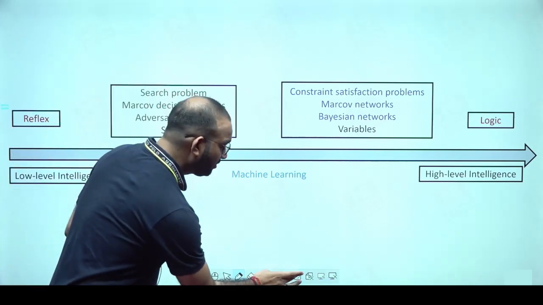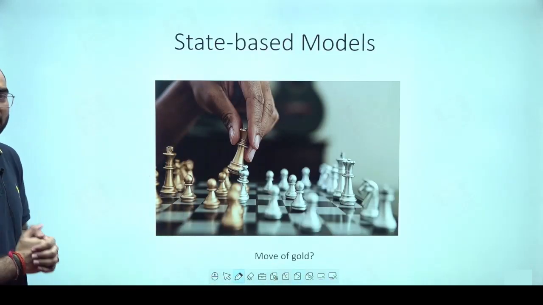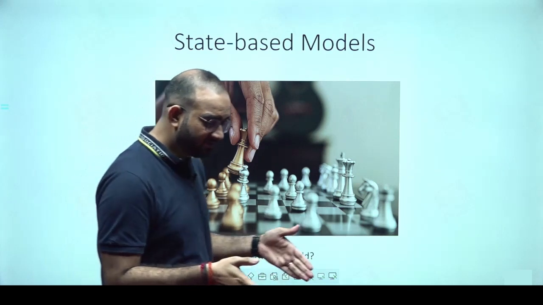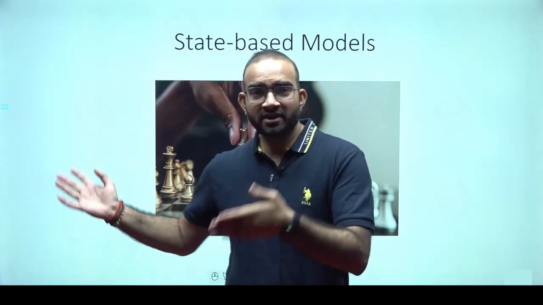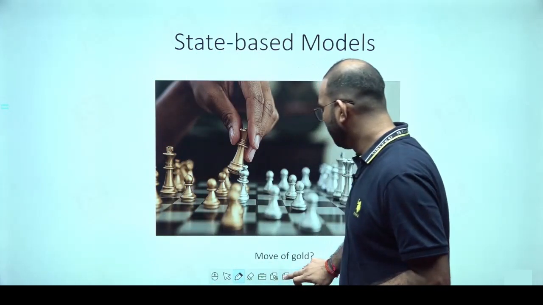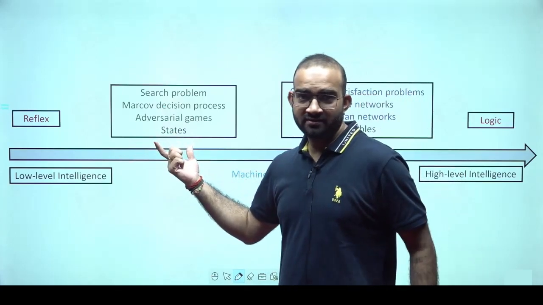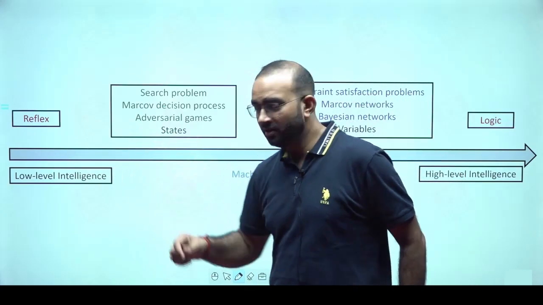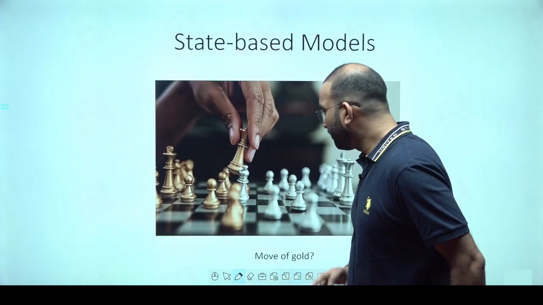So let's talk about state-based model. Okay, so what is the difference between reflex-based model and state-based model? As you can see from the previous slide, it is a bit more intelligent as compared to the reflex-based model. So how do we incorporate the intelligence?